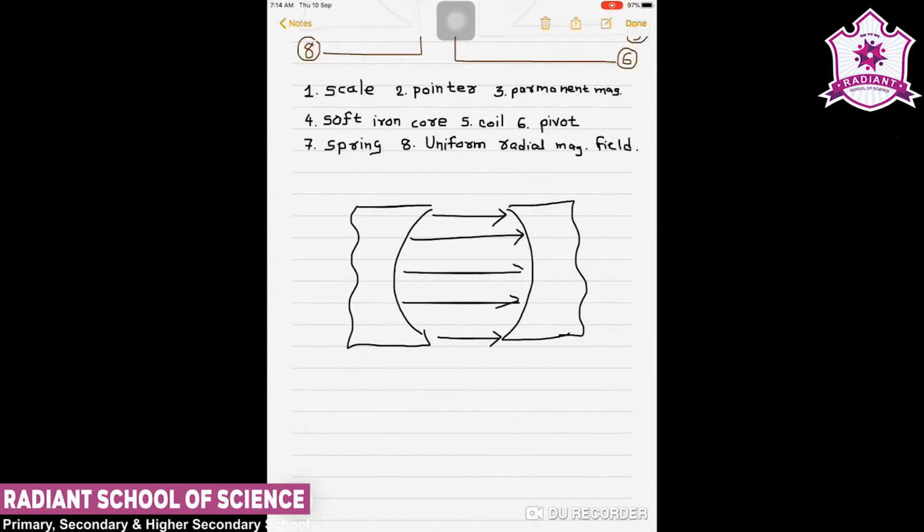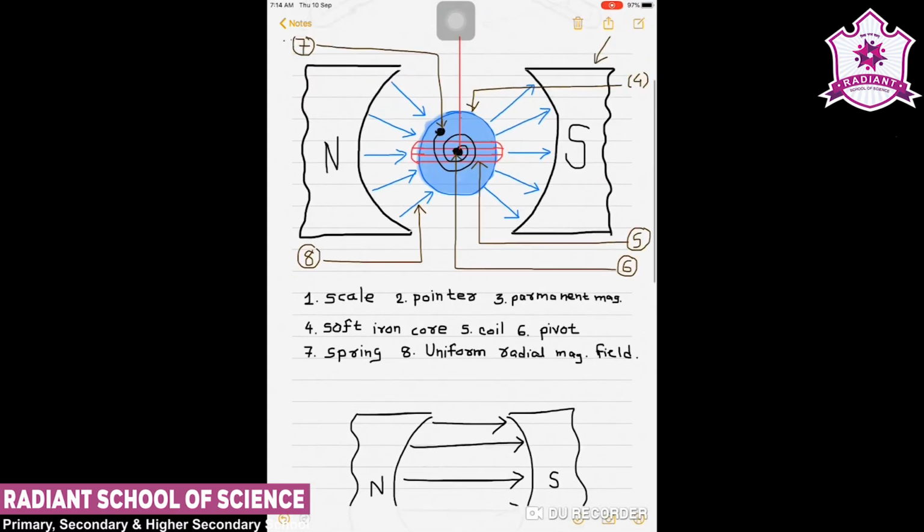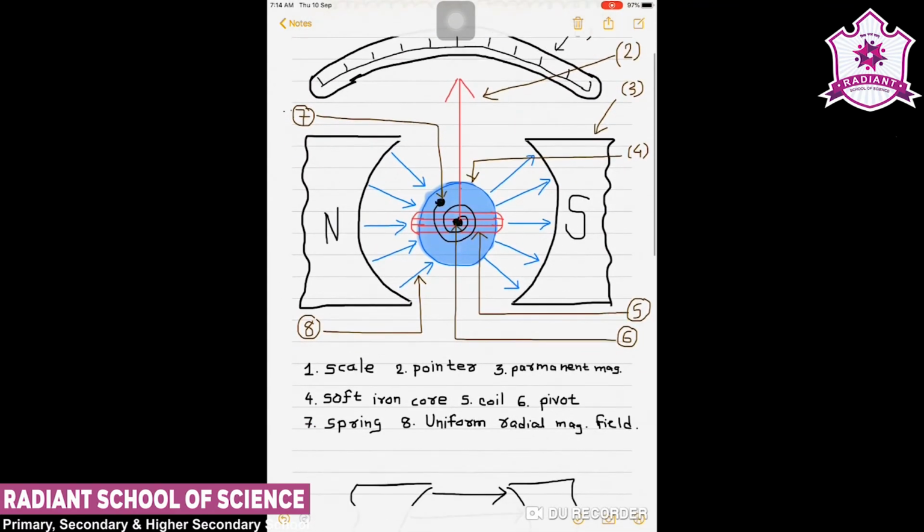This is larger than that, and therefore we cannot get a uniform magnetic field, but it will become a non-uniform magnetic field. So to remove this non-uniformity, we are using this soft iron core. So this soft iron core provides a radial and uniform magnetic field.